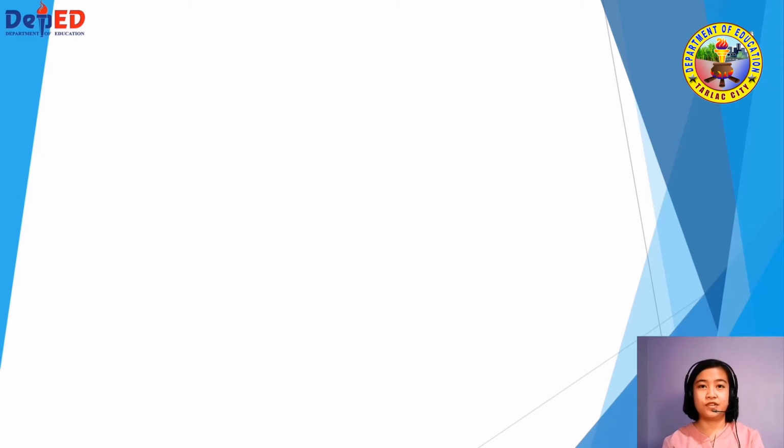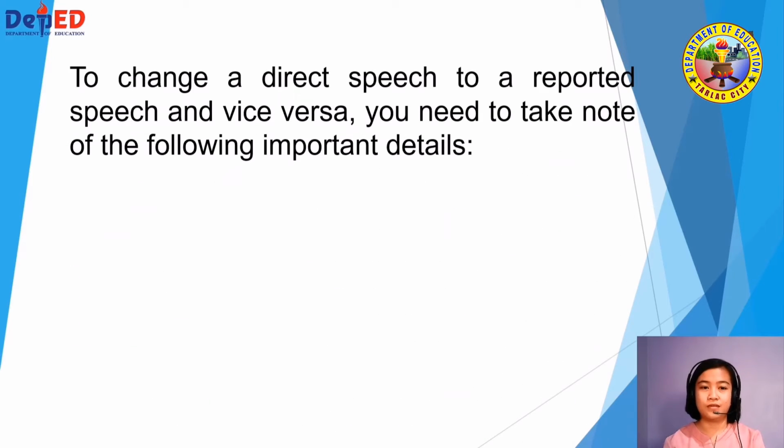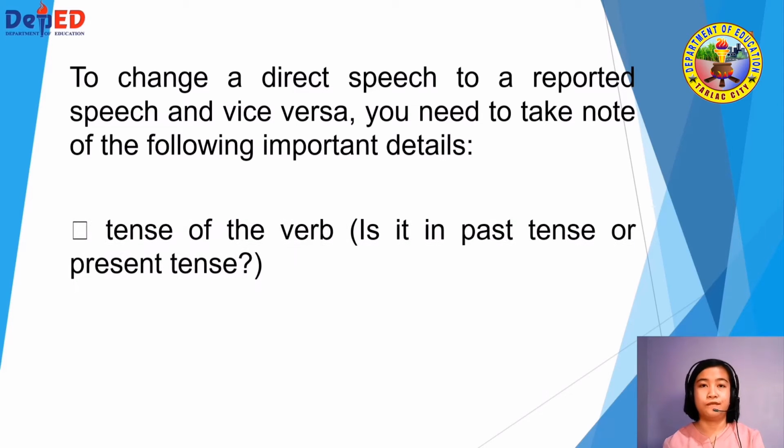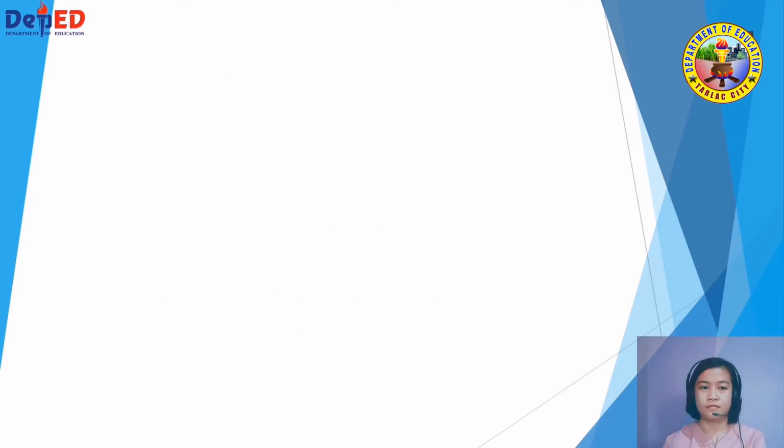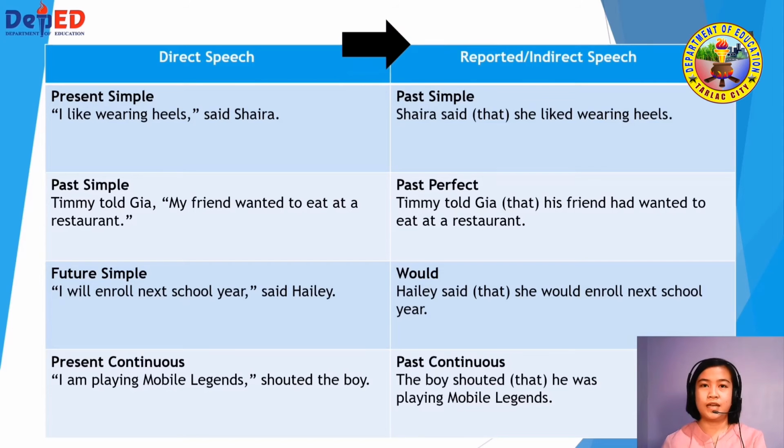Now that you know the difference between direct and reported speech, let us now move on to how to change direct speech to reported speech and vice versa. To change the direct speech to a reported speech and vice versa, you need to take note of the following important details. First is the tense of the verb. Is it in the past tense or in the present tense? Second is the pronoun. Do you need to change pronouns like I to he or she? Look closely how the change of the tense of the verb and pronoun is done when making direct and reported speech by looking at this table.